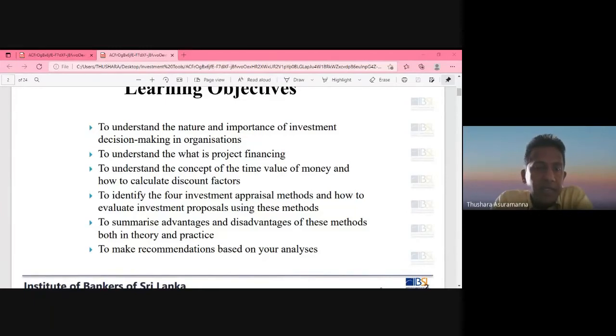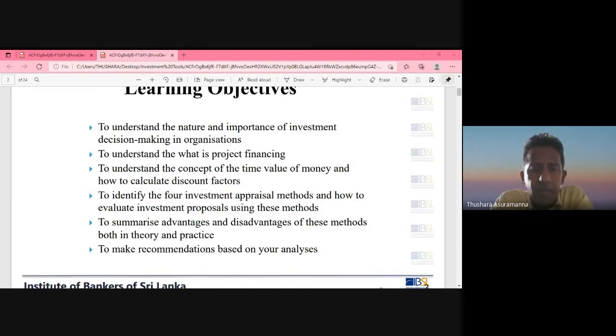So let's start where we have stopped. Last week we were trying to discuss investment tools. We have discussed two tools actually: payback period and the accounting rate of return.